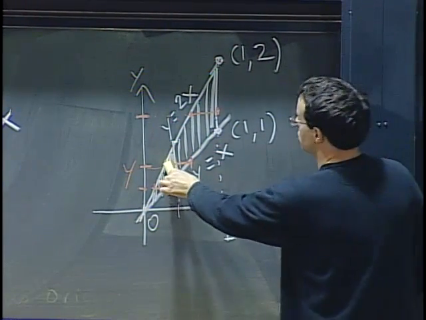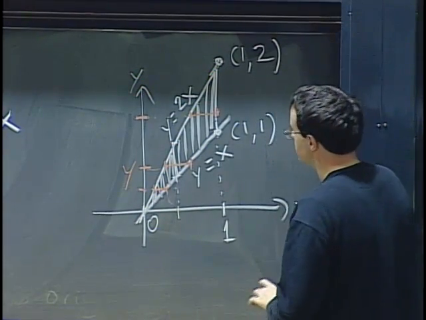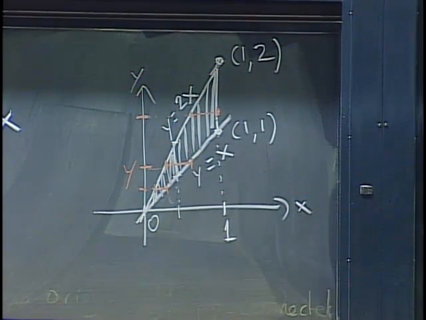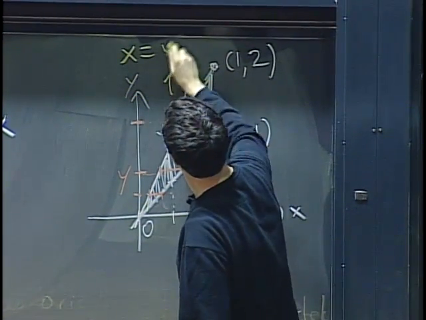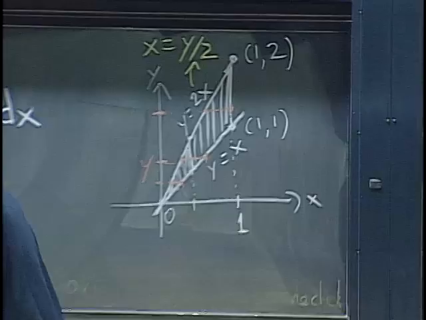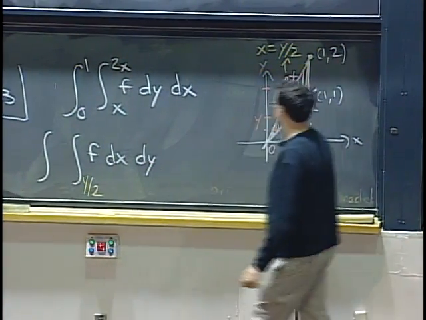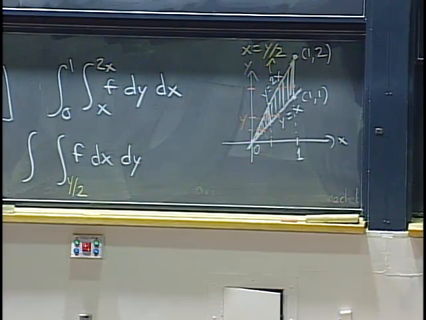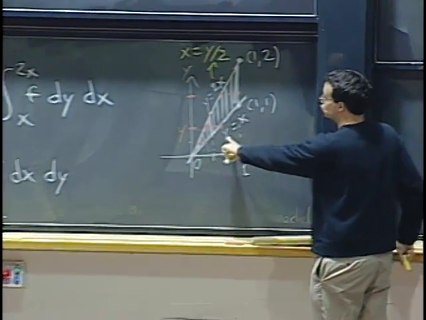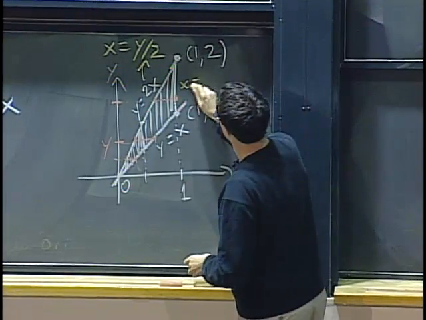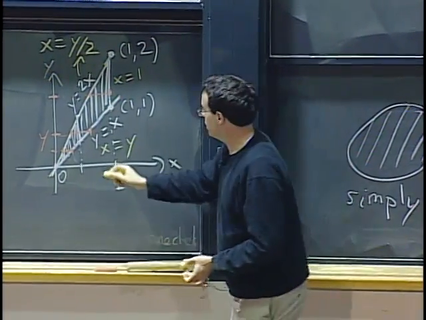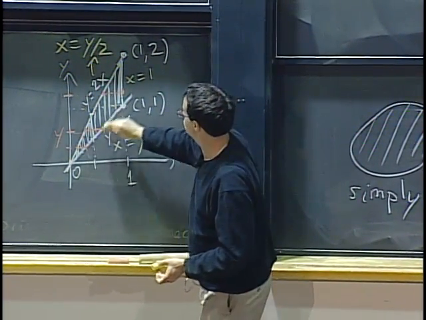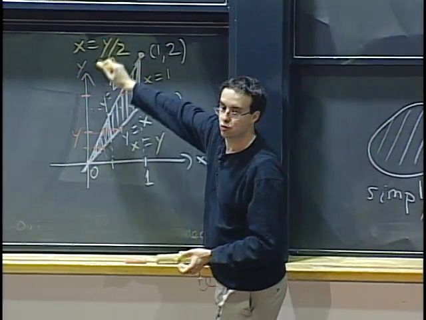The place where I enter my region is always y equals 2x, which is the same as x equals y over 2. So x seems to always start at y over 2. But where I leave could be either x equals y, or here, x equals 1. And that depends on the value of y. So in fact, I have to break this into two different integrals. I have to treat separately the case where y is between 0 and 1 and between 1 and 2.